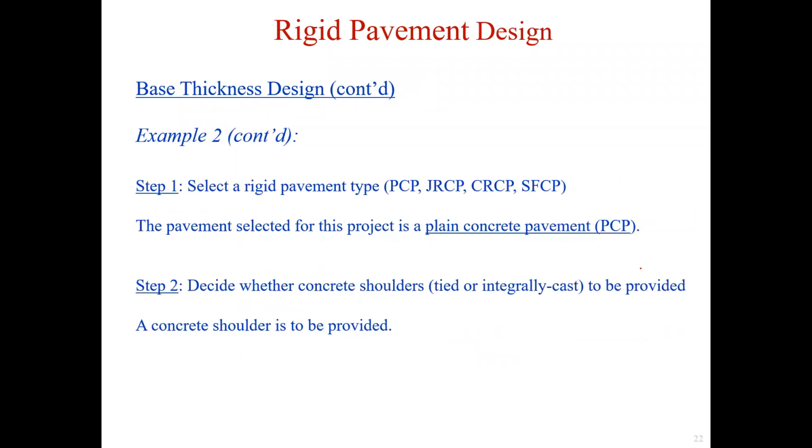Step 1 is to select a rigid pavement type. So it's either PCP, JRCP, CRCP, or SFCP. For this example, we selected PCP, the plain concrete pavement. Step 2 is to decide whether concrete shoulders, either tied or integrally cast, are to be provided. A concrete shoulder is considered in this case.